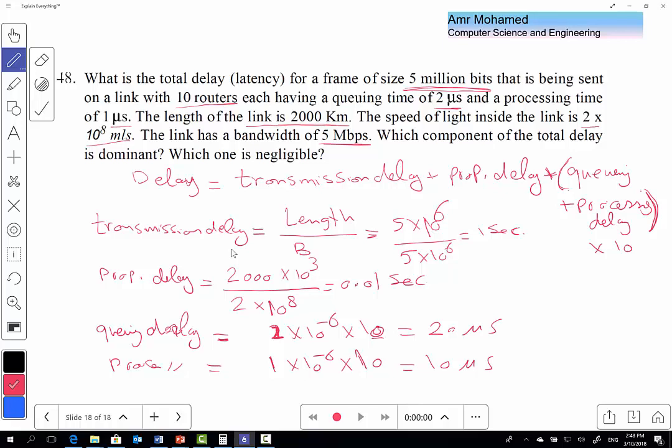And of course the total delay is the summation of all these 4 components. So you have 1 second, 0.01 second, and you have 20 microseconds and 10 microseconds. Of course, the dominant one is the transmission delay, and the negligible ones are the queuing delay and the processing delay, which is what we have discussed in class. Really, the processing delay at the router is usually the least component in terms of value, and it's usually neglected. So the dominant component here is the transmission delay.